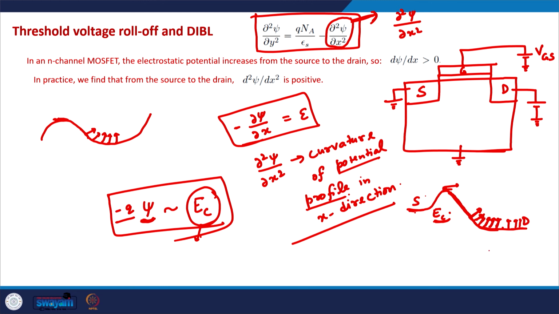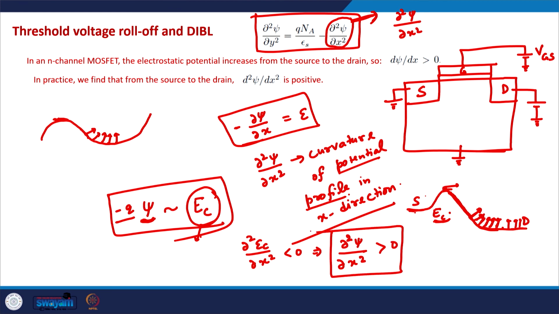conduction band edge. So, the curvature of EC, which means del 2 EC by del x square, is a negative number, which means del 2 psi by del x square will be a positive number, because they are negatively related to each other. So, that is the key point here, that in a MOSFET del 2 psi by del x square is a positive quantity, and the 2D Poisson equation looks like this.